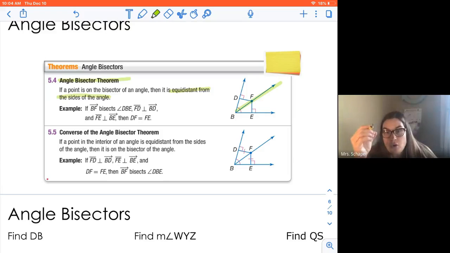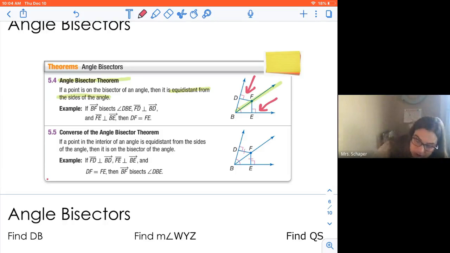And when we're talking about distance, it has to be where it forms a right angle. So I couldn't draw a line here and say that it's equidistant. It has to be perpendicular to the end of the ray. Okay. So the angle bisector theorem says if a point is on the bisector of an angle, then it is equidistant from the sides. The converse says if it's equidistant from the sides, then it lies on the angle bisector.